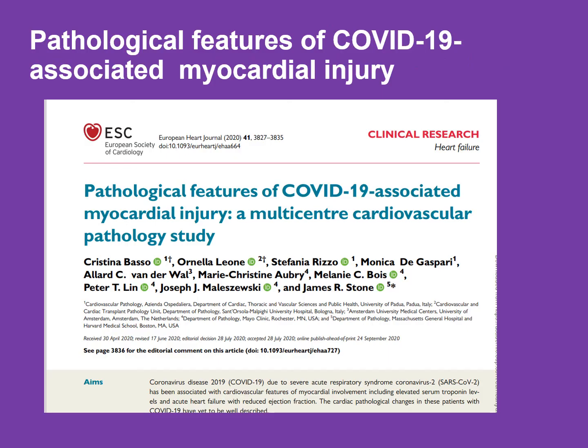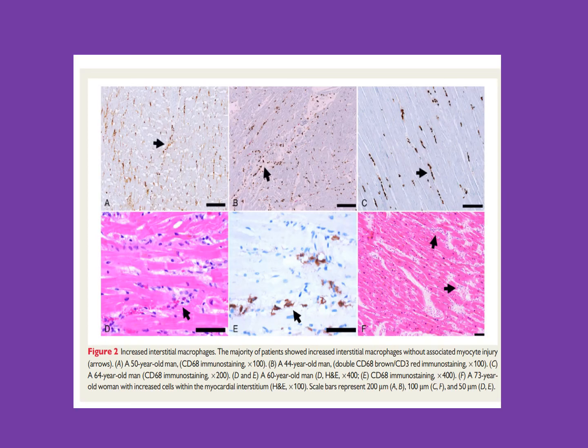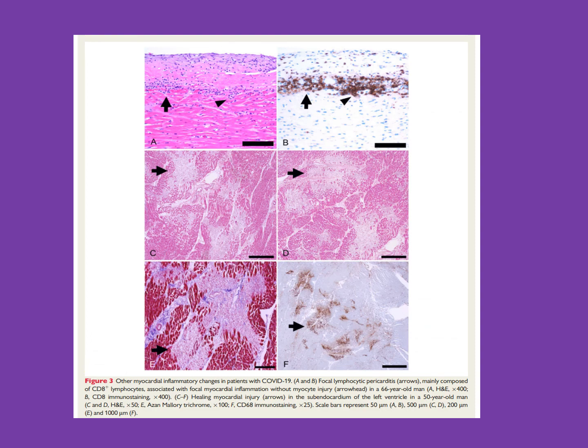Now, last of the topic is the pathological features of COVID-19 associated myocardial injury. This was published in April 2020. So these are the spectrum of myocarditis we can see in this patient. Some of those changes are the presence of myocarditis in COVID-19. Other changes are increased interstitial macrophages here. This is from a certain number of autopsies.